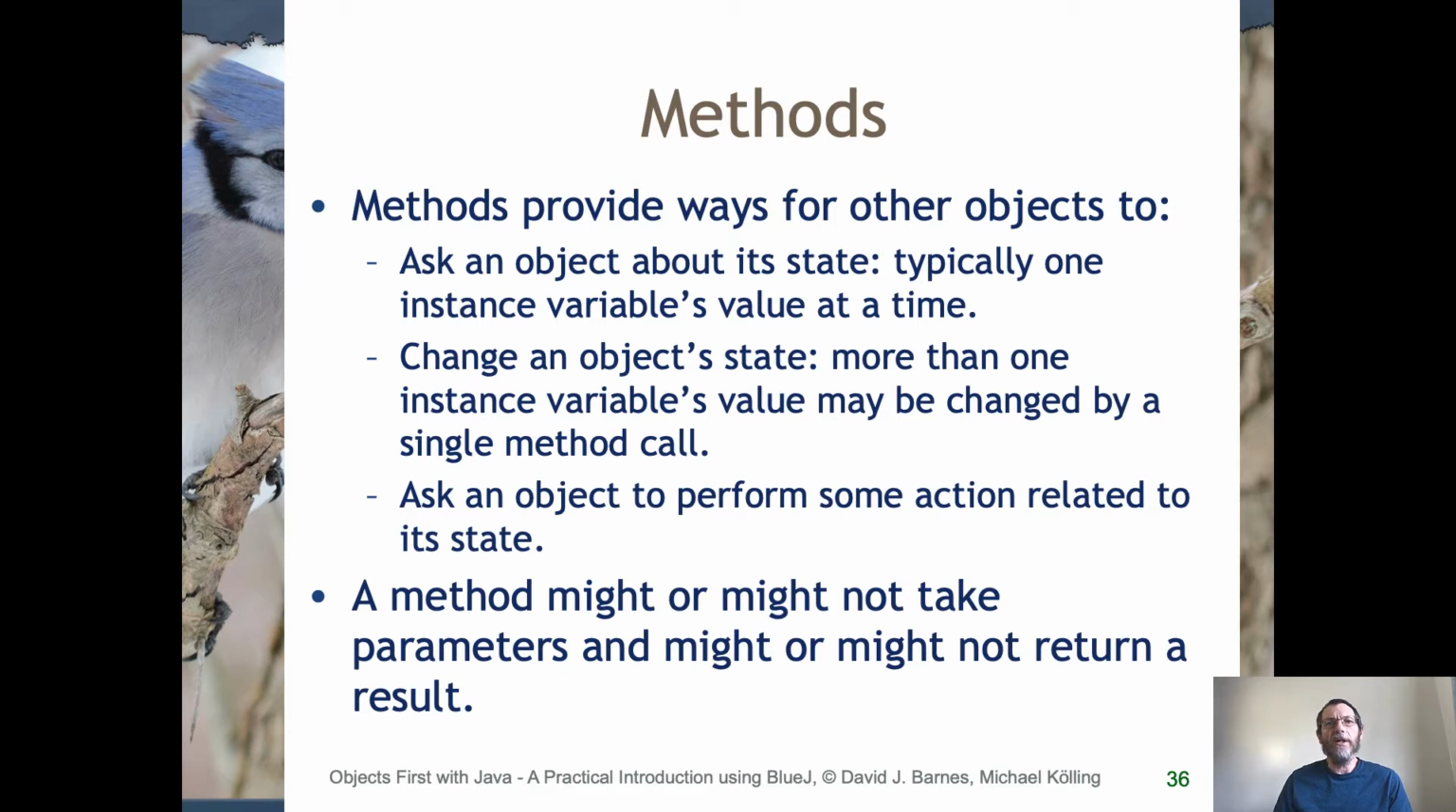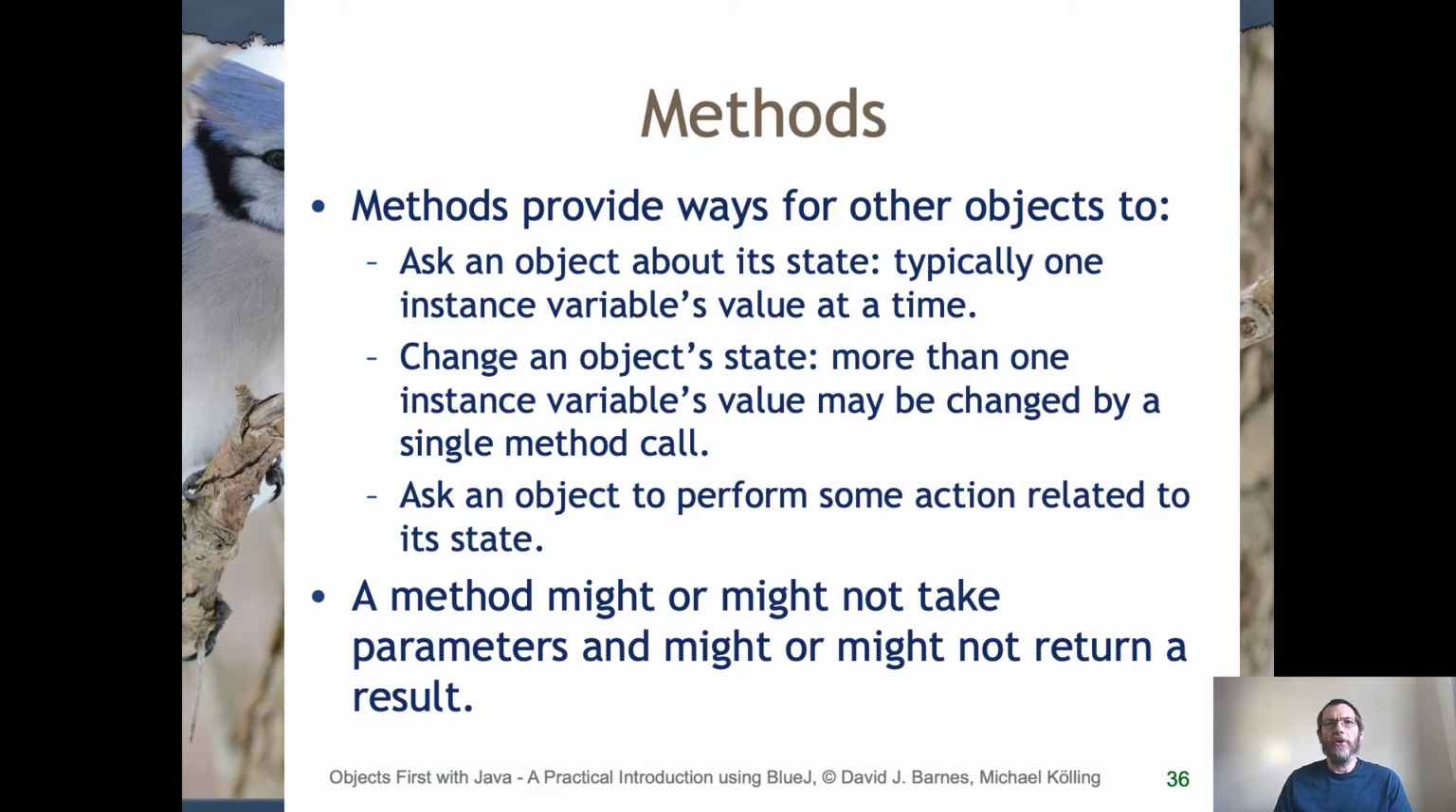So methods provide ways for other objects to do things like ask an object about its state. When an object replies to a question about its state, it's typically able to return information about just one of its instance variables, one of the values of one of its fields. Another way in which objects interact is that one object might ask another to change its state. In contrast to when an object returns information about its internal state and returns only one value, a call to a method that changes an object's state may end up changing multiple aspects of that state, in other words, changing multiple instance variable values.